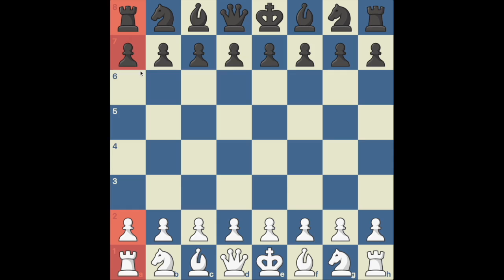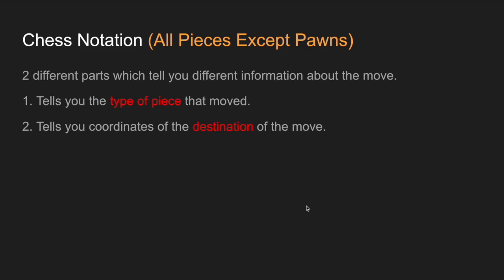So to find the coordinates of a square, first determine the column that it's on and then the row. So this is a C4 square, and we say C4, we say the letter first, then we say the number. D4, E4. We don't say 4C or 4D. It's always letter and then number.